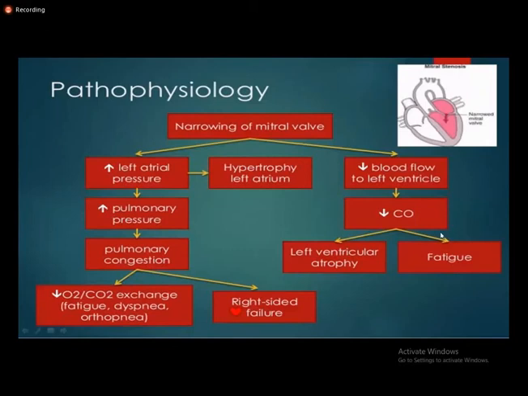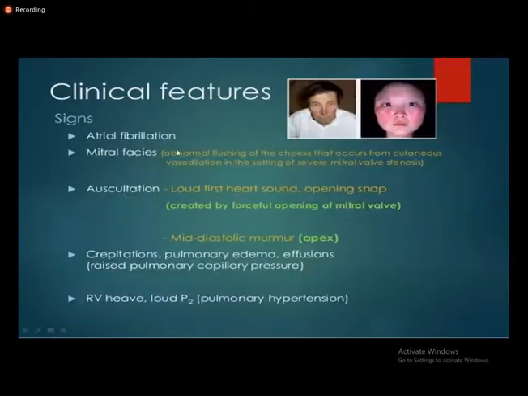These are the clinical features of mitral stenosis. On auscultation, it is very important to look for the loud first heart sound and opening snap, which is created by the forceful opening of the mitral valve. There is also a mid diastolic murmur at the apex, and on auscultation of the lungs there are crepitations, pulmonary edema, and effusions. You may find an RV heave and loud P2, which is secondary to pulmonary hypertension.